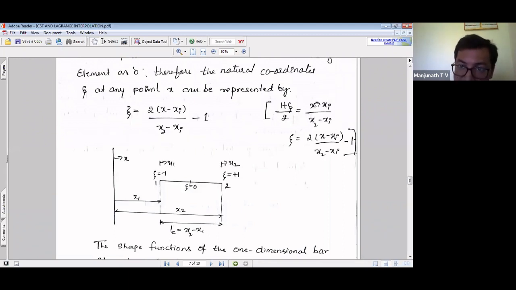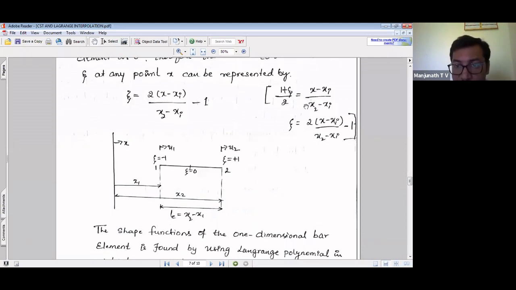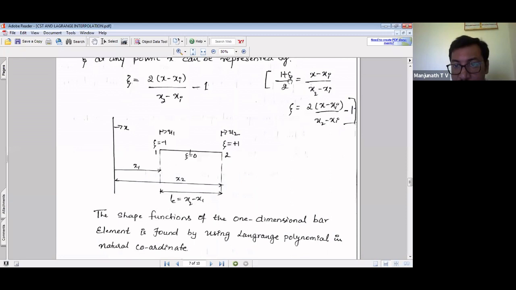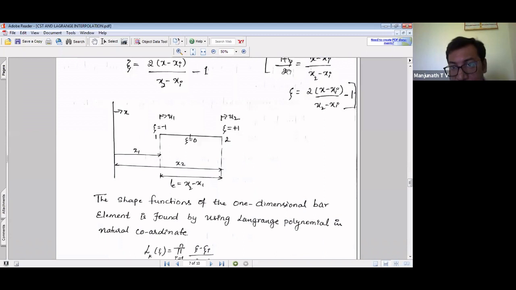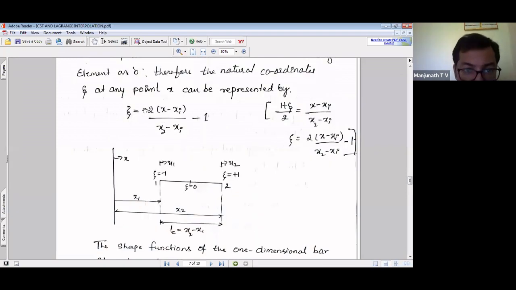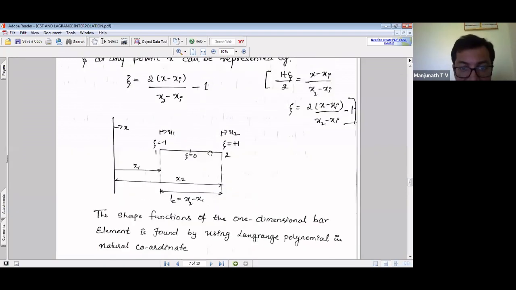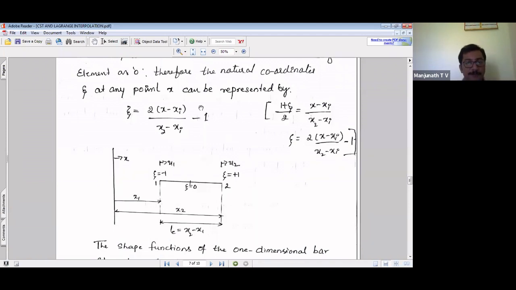N2 in terms of the global coordinate system is (x minus xi) divided by (x2 minus xi). Comparing the natural coordinate system to the global coordinate system, (1 plus zeta) by 2 is equal to (x minus xi) divided by (x2 minus xi). This is natural, this is global, for the N2 value only. Simplifying, send 2 to the numerator and the 1 to the right side, and zeta is equal to this term. You can find the value of zeta at any point within the element by using this equation.